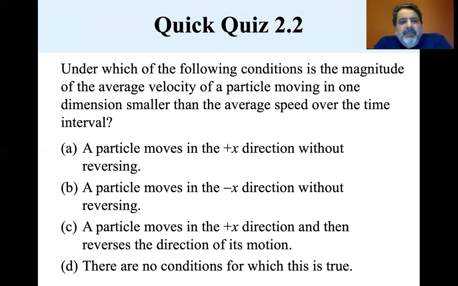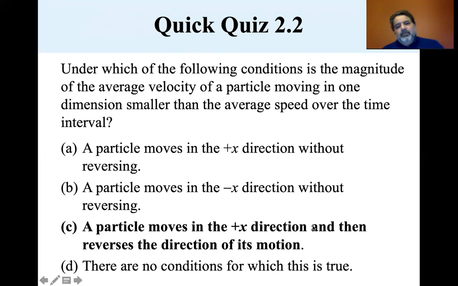Let's read the question again. Under which of the following conditions is the magnitude of the average velocity of a particle moving in one dimension smaller than the average speed over the time interval? Well, if it just moves in one direction, either the positive or the negative, the average speed and the magnitude of the average velocity should be the same. But if it moves in one direction and then reverses, it's possible that the velocity would be smaller than the speed. So the answer is C. A particle moves in the x direction and then reverses the direction of its motion.